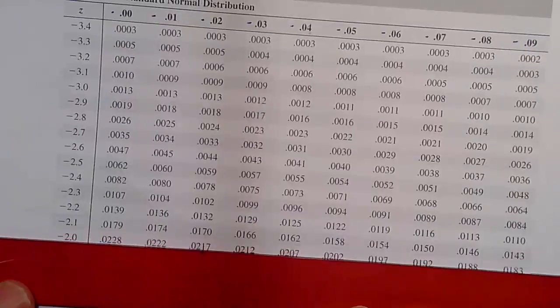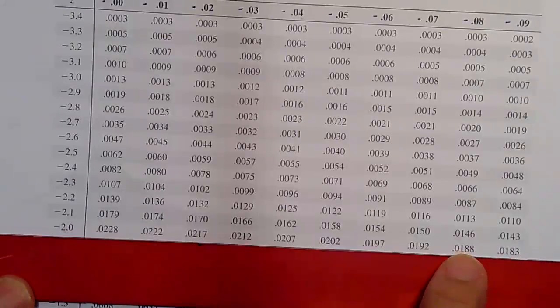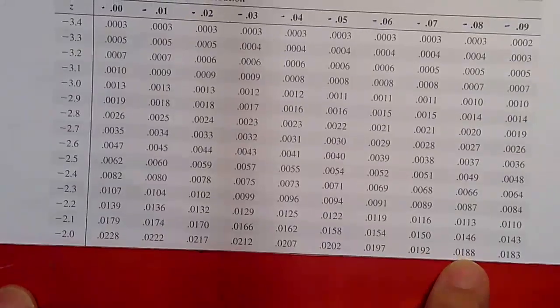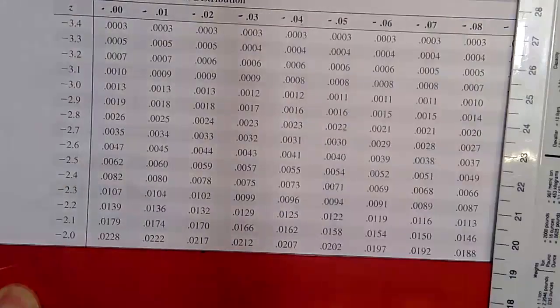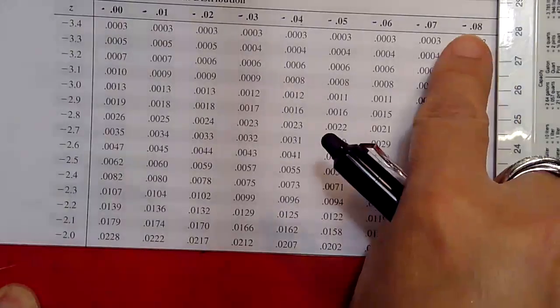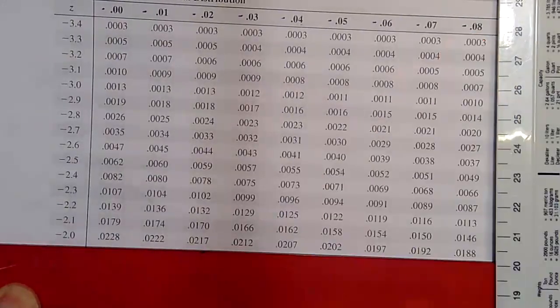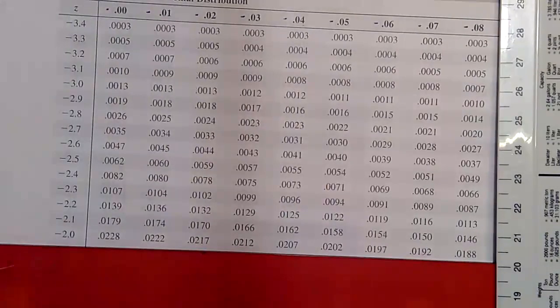Okay, let's see. See that right there? 0.0188. So you see this negative 2.0, and then you see this over here, negative 0.08. That's what you want to capture. So you have negative 2.0 here.